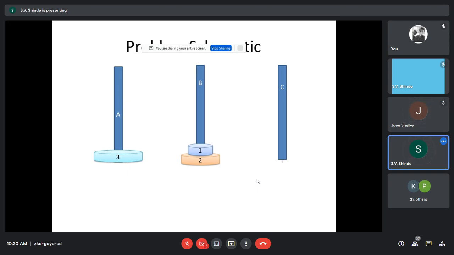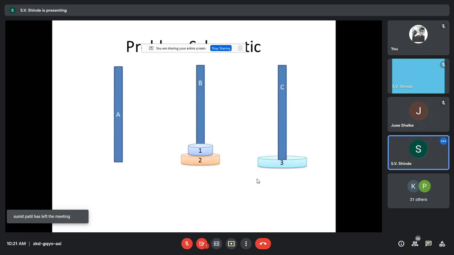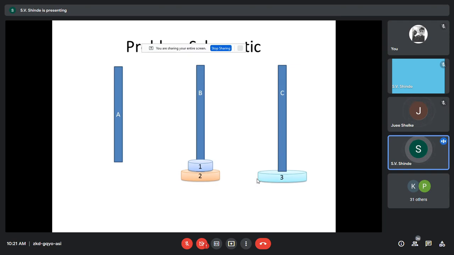So now you can see how this data is transferred. We are transferring this 3 from peg A to peg C. Okay, now again if we put this B to C, then we will not have the same sequence which is expected. So let us see another move over here.